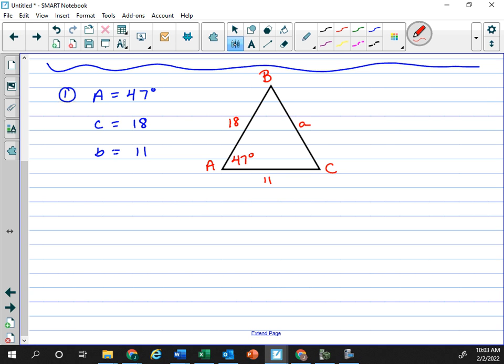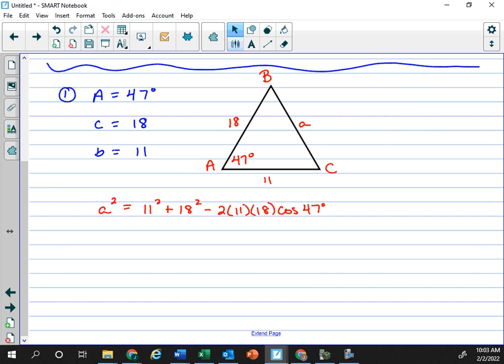Which formula do you think we're going to use here? Yeah, the first one, the one with the A in it, since we have angle A. So I'm going to have A squared equals 11 squared plus 18 squared minus 2 times 11 times 18 times the cosine of 47.